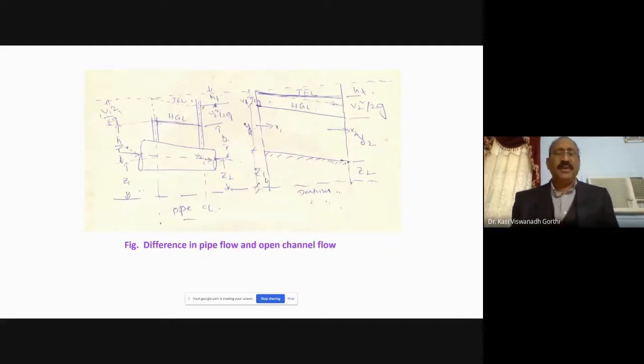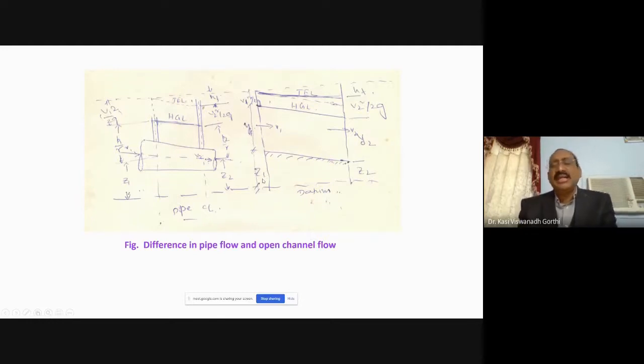In the case of a pipe flow, since the fluid is under pressure, the corresponding pressure P1 by gamma is considered. Whereas in the case of open channel flow, since the water flows under atmospheric pressure, the depth of flow with respect to the channel bed is considered. So Z plus Y plus V square by 2g gives you the total head by applying the Bernoulli's equation in the case of open channel flows.